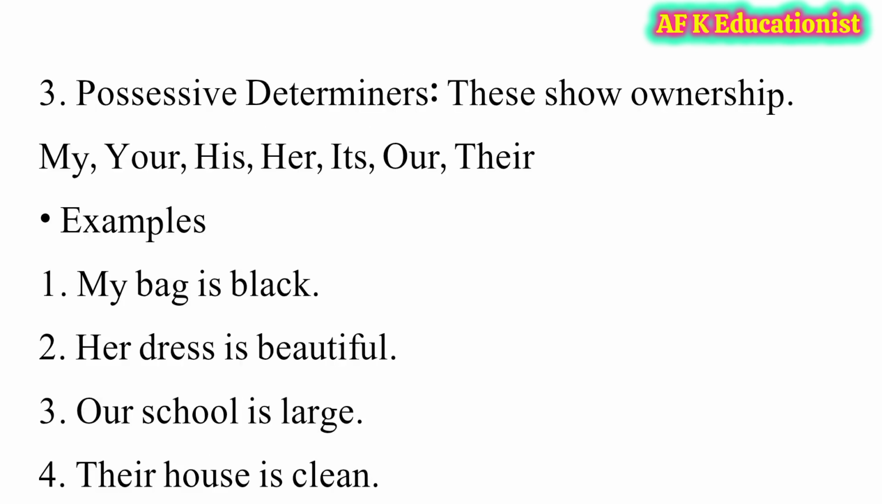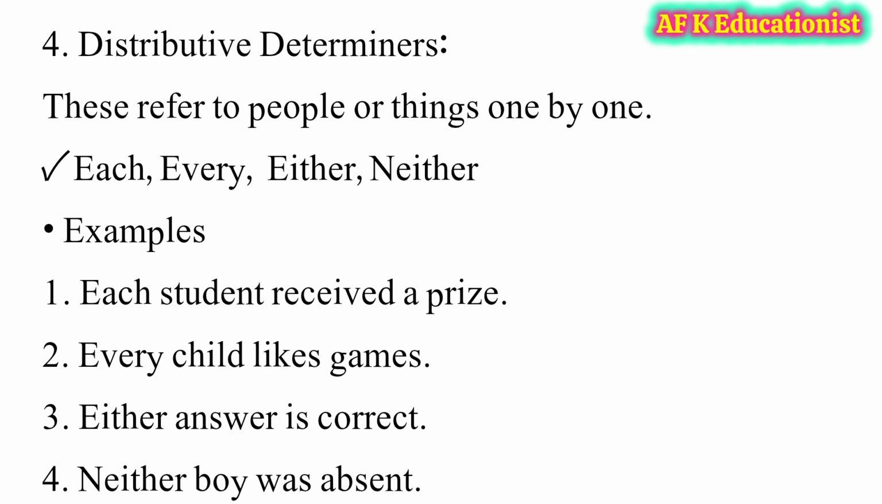3. Possessive determiners. These show ownership. My, your, his, her, its, our, their. Examples: My bag is black. Her dress is beautiful. Our school is large. Their house is clean.